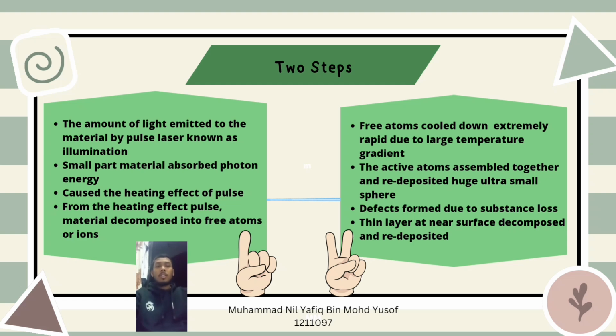Next, the second step is that the free atoms undergo a cooling-down step. It is really rapid due to the large temperature gradient. The active atoms assemble together and are redeposited as ultra-small spheres, and this forms defects due to substance loss. Lastly, the thin layer near the surface decomposes and is redeposited.